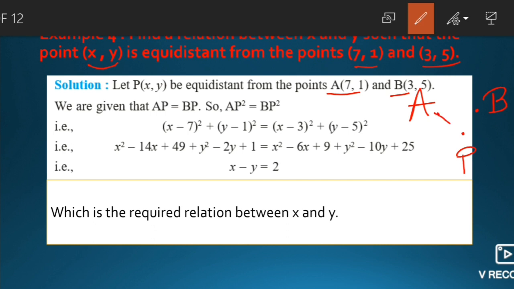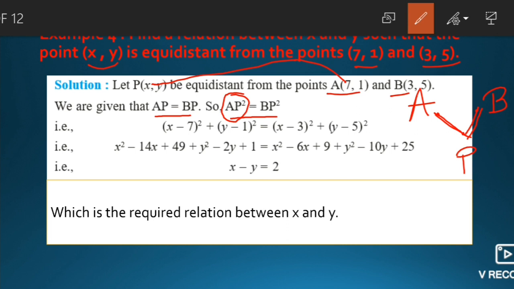That means the AP distance is equal to the PB distance. Do the square on both sides, that is AP square is equal to BP square. Now take the point A and the point P, and use the distance formula between them. Then you will get AP. Since I am doing AP square here, the root will not be there because I am applying the square on both sides.